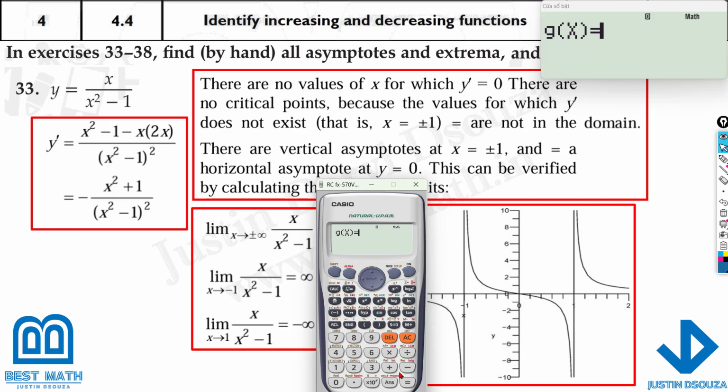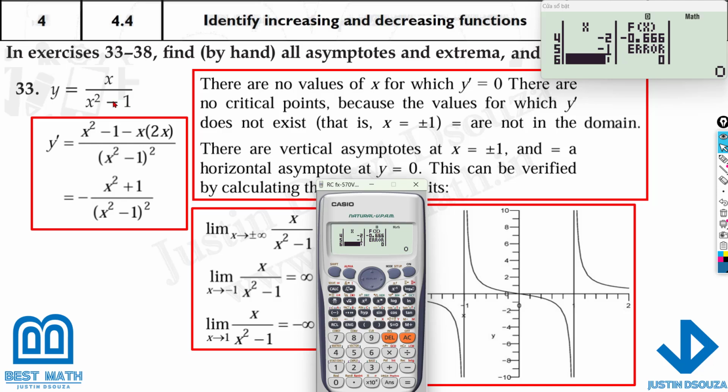And now g of x is not there. Now here there are no intervals given, so it's better to start at, say, minus 5 and end at 5. And the step will be 1. And you get the values over here. So here you can see there are some errors. What do those errors mean? Those errors are the undefined values.